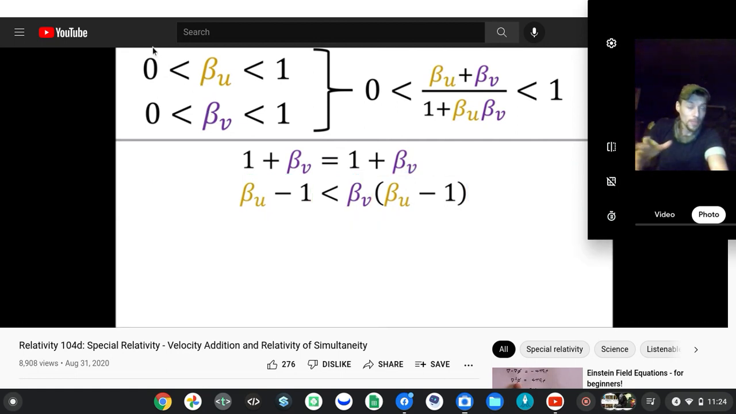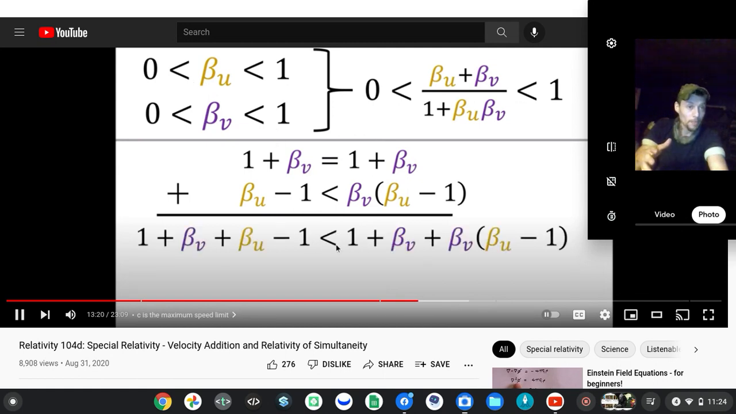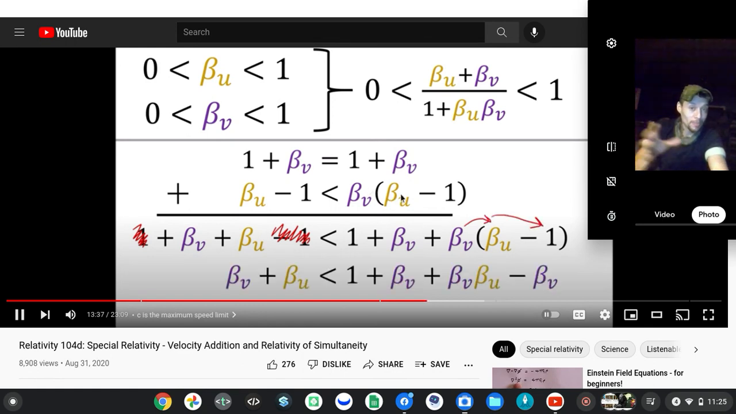Now, if we take this inequality and add 1 plus beta v to both sides, then the inequality shouldn't change, since we're increasing both sides by the same number. Now, on the left-hand side, positive 1 and negative 1 cancel out. And on the right-hand side, after we distribute beta v into here, notice that the positive beta v and the negative beta v cancel out.